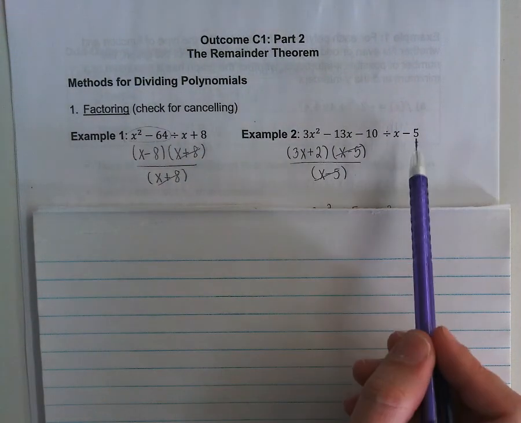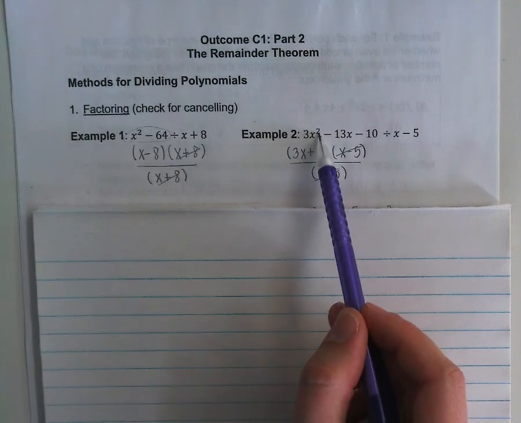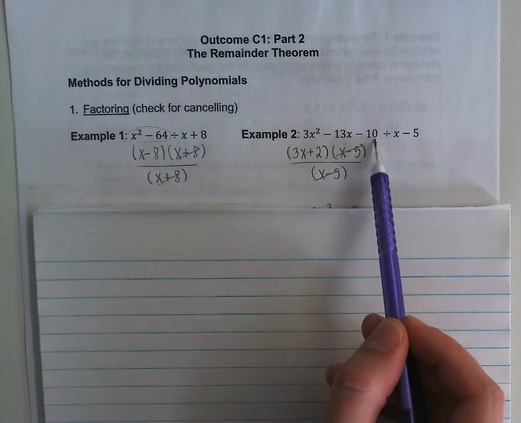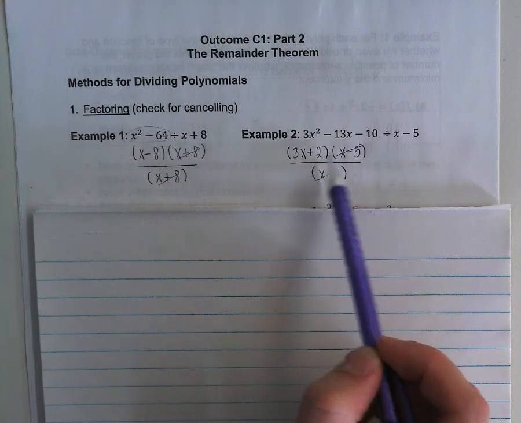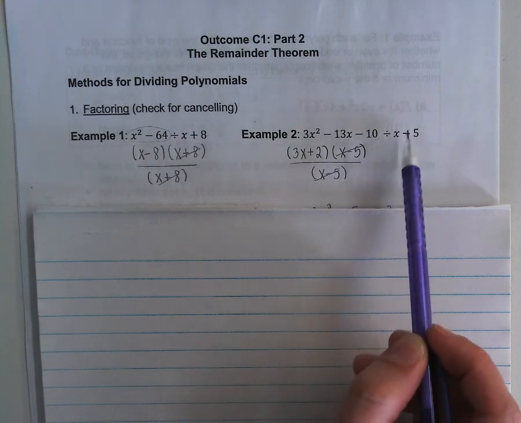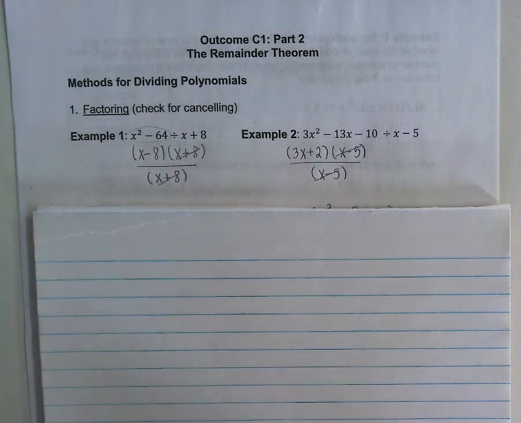The same can be said for example 2, 3x squared minus 13x minus 10. When we factor that, we get 3x plus 2 and x minus 5. And so again, we have x minus 5 on the top and bottom that cancel.